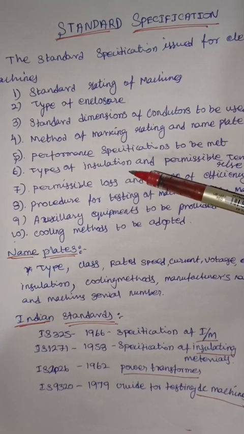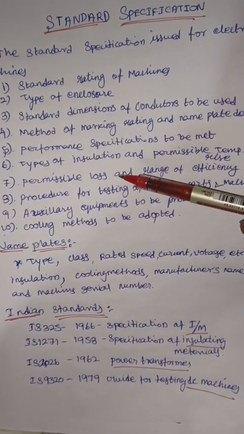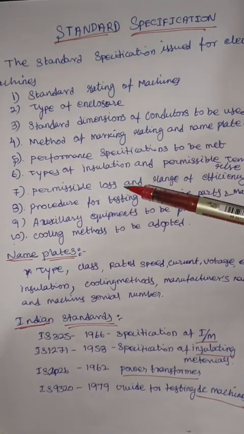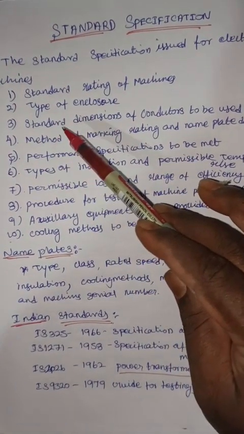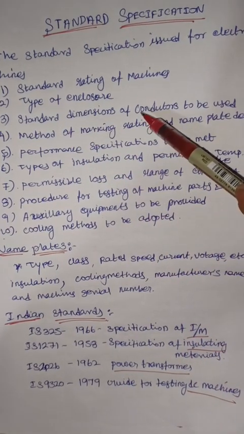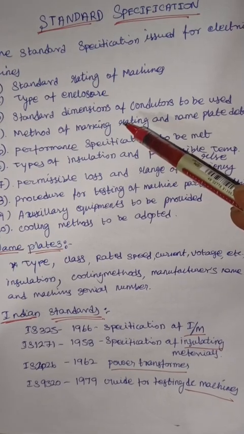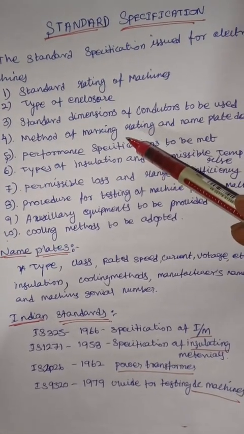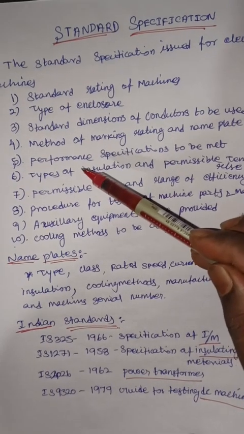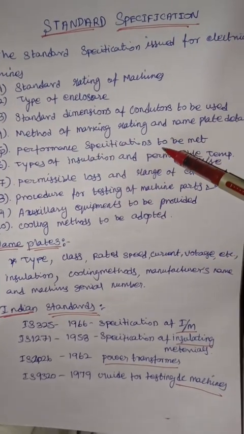We know that in electrical engineering materials we discussed the various conducting materials, non-conducting materials, insulators and magnetic materials that we use. So the standard dimension of the conductor, and which types of conductor are applicable for the winding and all, that you have to use, will be specified. Then the method of marking the rating and nameplate details.